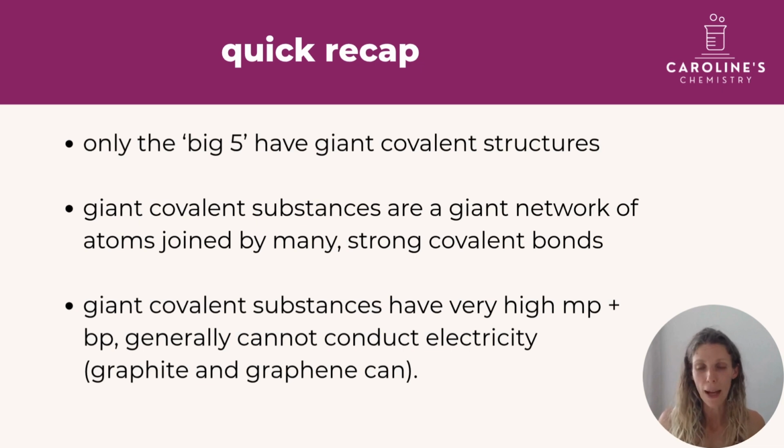And those properties again. Giant covalent substances have a very high melting point and boiling point because we have to break those many strong covalent bonds. Generally, they cannot conduct electricity because the atoms are neutral. But graphite and graphene can, because they have delocalized electrons between the layers that can carry the charge.